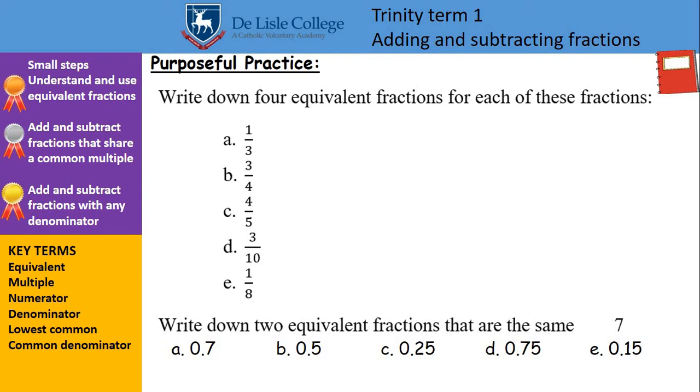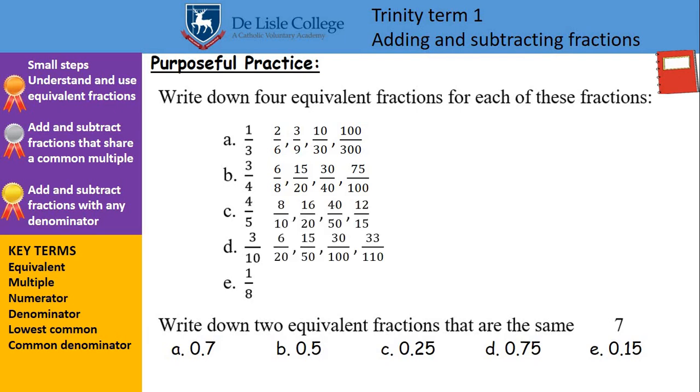Okay, so a third. These are just some examples you could have gone with. I've gone with 2/6, 3/9, 10/30, and 100/300. So all exactly still the same value. Answers for 3/4, 4/5, 3/10, and then 1/8. If you haven't got those exact answers, don't worry. You just need to see, have you multiplied both the numerator and the denominator by the same amount? If you have, then they're equivalent fractions.